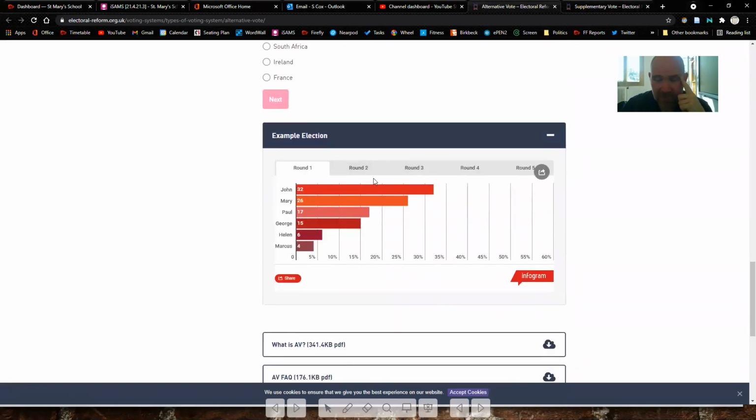So in AV, that's the one where you get to rank lots of different candidates. I can give my top 4, my top 3, my top 2. There's nothing that says you have to rank all of the candidates. You basically rank as many as you want. So here we go, this is our example election. We can see that just the first preference votes are counted, and John gets 32%, Mary gets 26%. So we've got a plurality for John, but not a majority, and ideally we'd like a majority to show that more people support him.